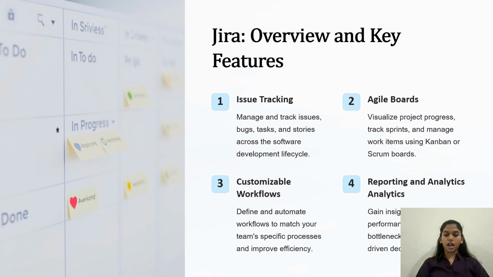Issue tracking. Jira helps track issues, bugs, tasks, and stories efficiently across the software development lifecycle. Agile boards offer Kanban and Scrum boards for project progress visualization, sprint tracking, and managing work. Customizable workflows. Teams can define and automate workflows tailored to specific processes for improved efficiency. Reporting and analytics provide insights into project performance, identify bottlenecks, and support data-driven decisions.